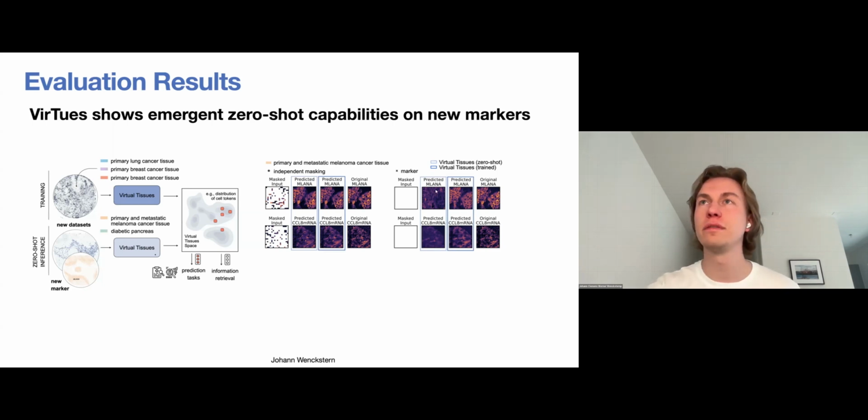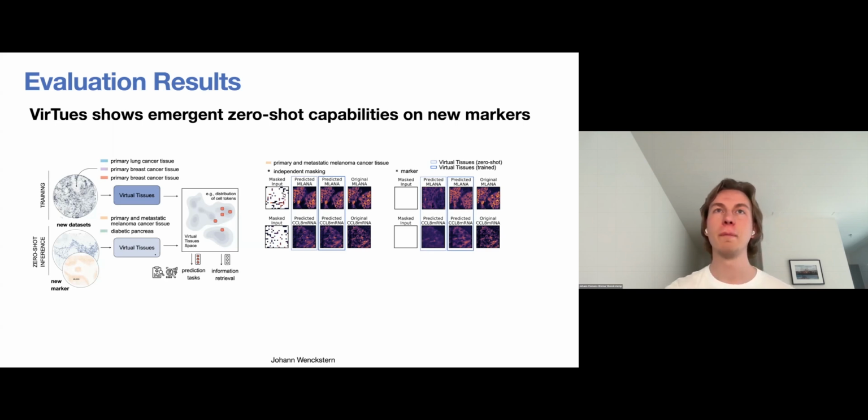But the moment we move from marker masking to independent masking, suddenly the performance increases again significantly. Suddenly we are able to predict MLANA well. And I think this shows, we interpret this as the model is learning not only correlation patterns between markers on the training set, which hold for all images, but it's also able to detect image specifically, or sample specifically, on the fly, correlation patterns between channels.